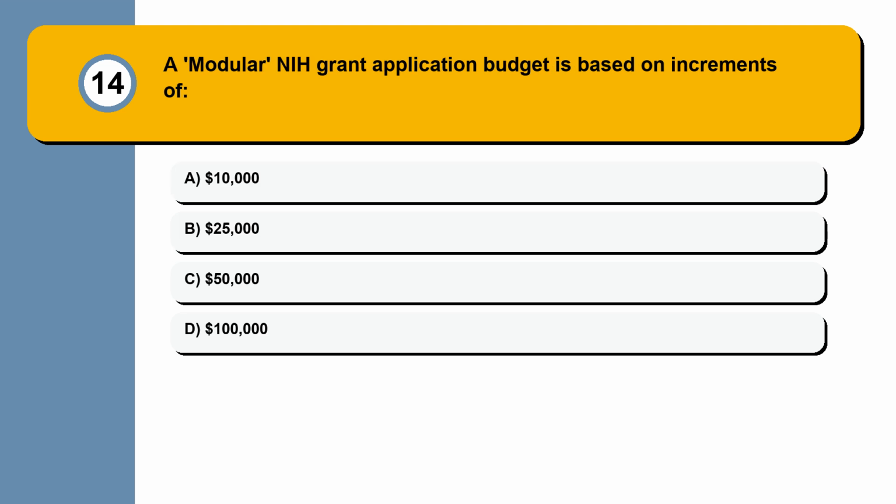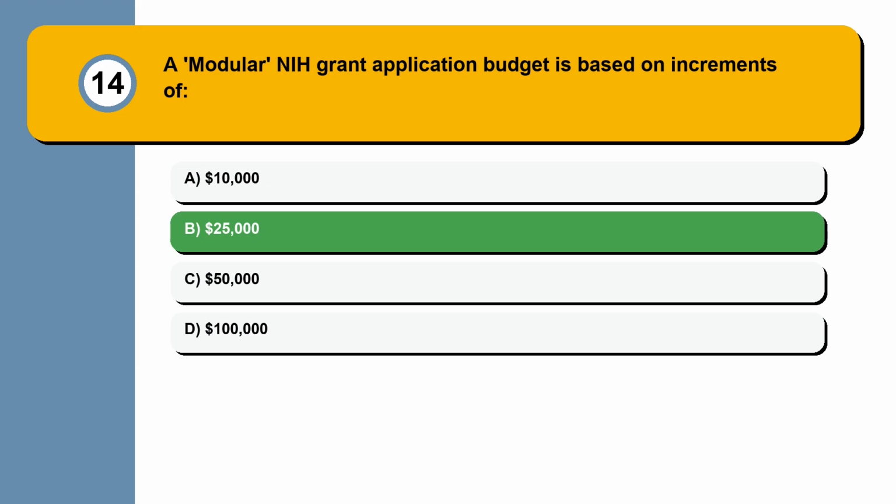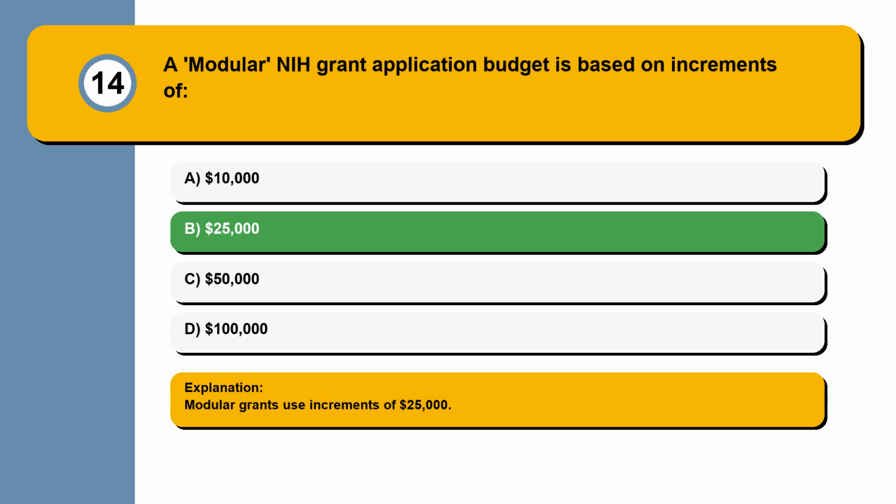Question 14. A modular NIH grant application budget is based on increments of $10,000, $25,000, $50,000, $100,000. Modular grants use increments of $25,000.